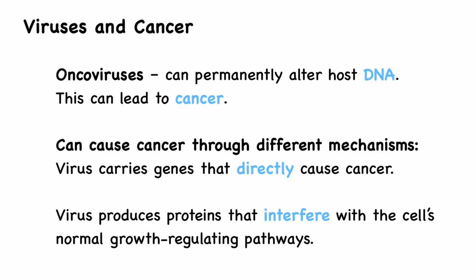Some viruses, known as oncoviruses, have the ability to permanently alter the genetic material of their host cells, which can ultimately lead to cancer. These oncogenic viruses can cause cancer through several different mechanisms. In some cases, the virus carries genes that directly cause cancer. In other cases, the virus produces proteins that interfere with the cell's normal growth regulating pathways. This removes the cell's natural quality control that usually keeps cell division in check.